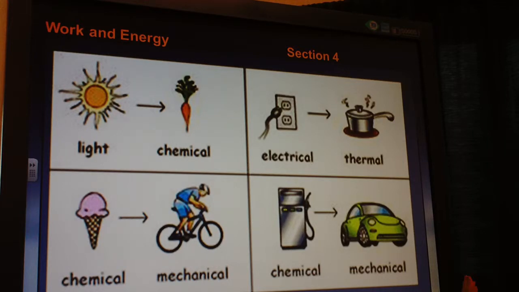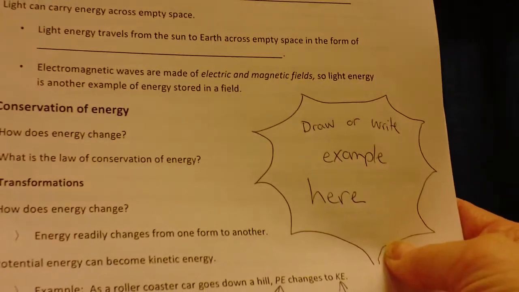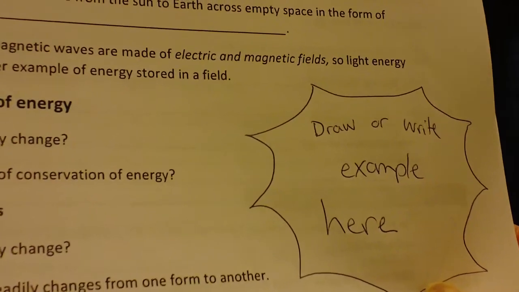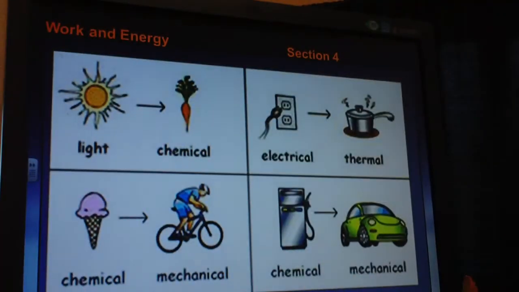Chemical energy is then changed into mechanical energy when you eat your food and have the energy to then move forward. Electrical energy is changed to thermal energy when you cook food, and chemical energy from your gas is turned into mechanical energy when your car actually works. What I'd like you to do is draw or write an example just beside on your notes. So draw or write an example right there. Let's move on.